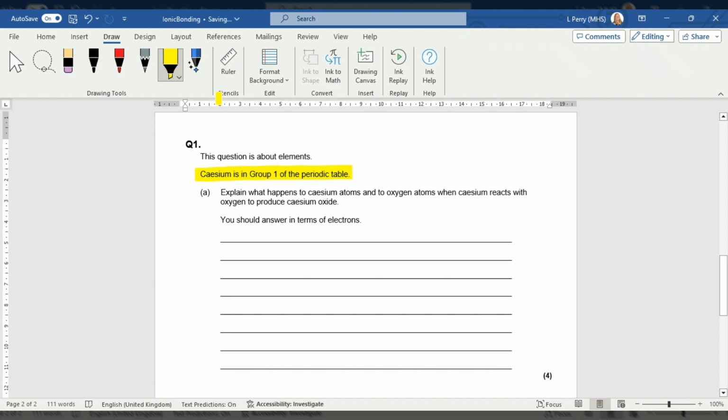Explain what happens to cesium atoms and to oxygen atoms, so both cesium and oxygen atoms, when cesium reacts with oxygen to produce cesium oxide. You should answer in terms of electrons.